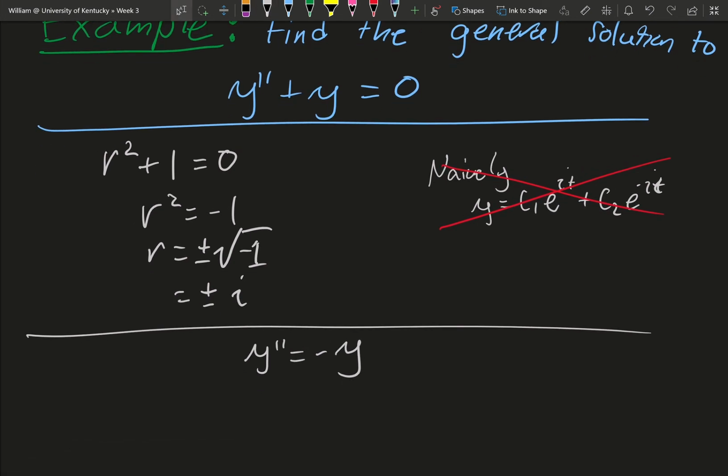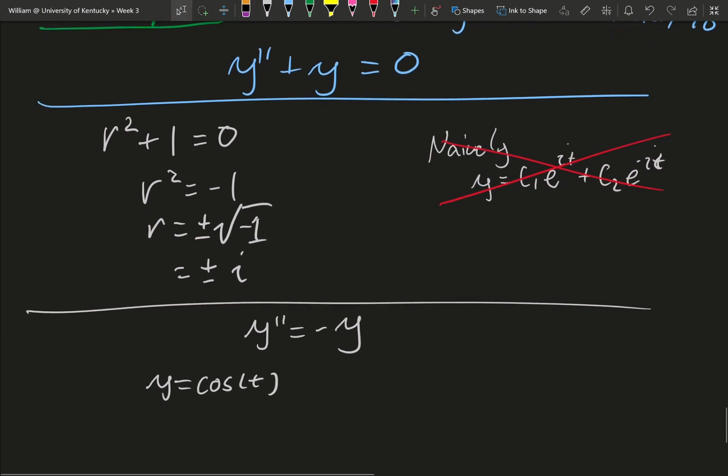So go ahead and maybe try to think, can you think of a function whose second derivative is equal to negative what we started with? Okay, well, yeah, how about y is cosine of t, right? Then if we take the derivative of that, we get negative sine of t, and y double prime is going to be just negative cosine of t.